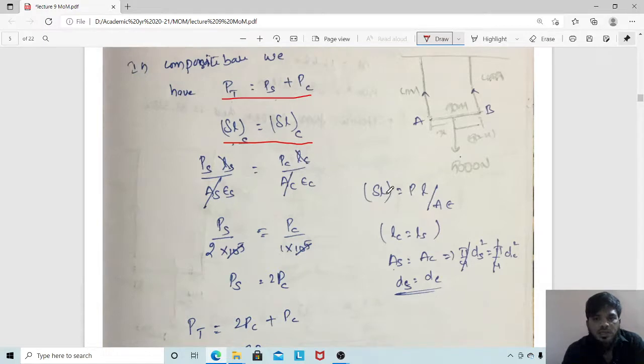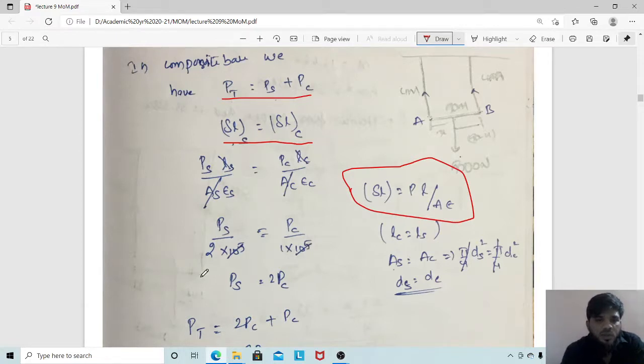This is the formula, and we are using it again and again, so remember it every time: delta L is equal to PL by AE. The suffixes are there because they are for the particular material. Here the lengths are the same, so they can be cancelled. The areas are also the same: since they have given the diameter, area is equal to pi by 4 d square, and both diameters are the same, so you can cancel the areas. So ES by EC: ES value is given as 2 into 10 to the power of 5, and EC's value is given as 1 into 10 to the power of 5.